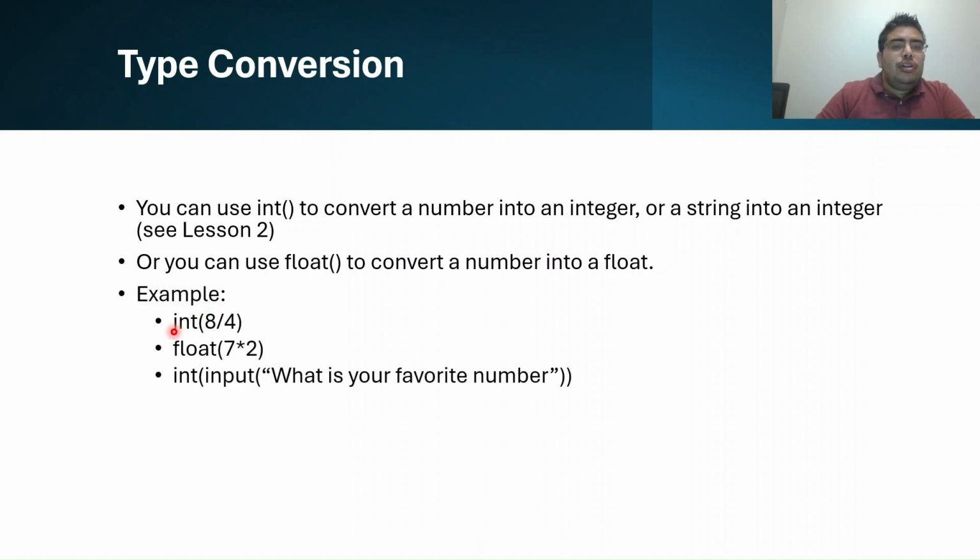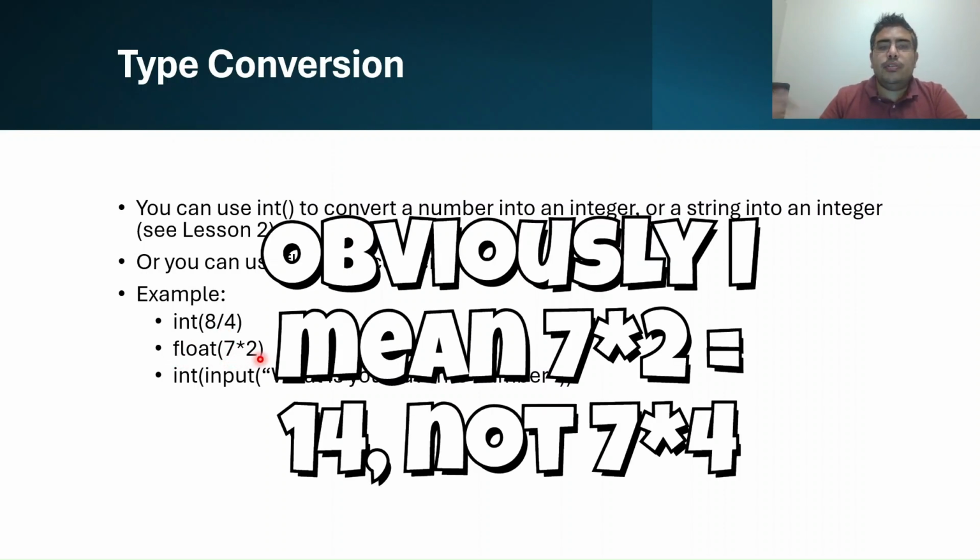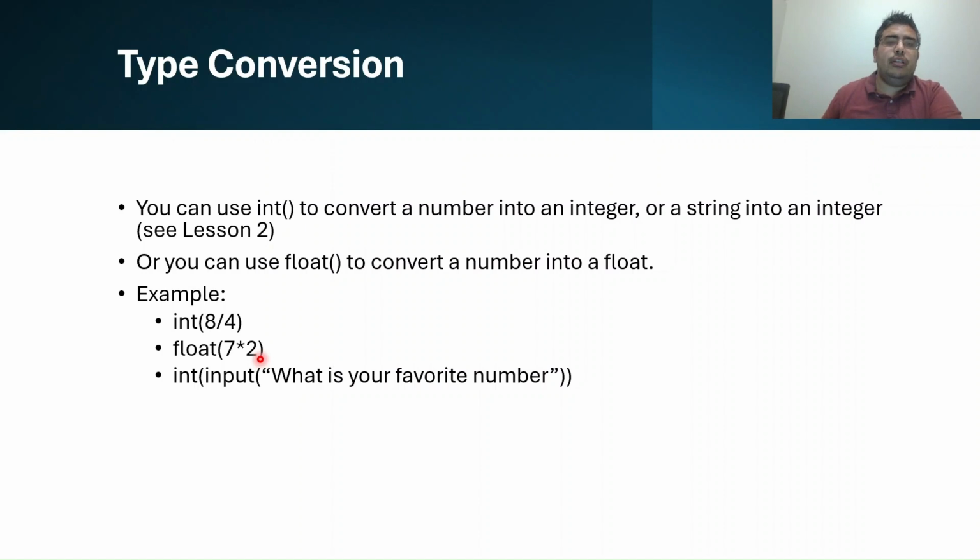Examples. For an integer, you say int, and then in parentheses you put the arithmetic expression. So in this case, int(8 / 4) is going to output 2, and it'll make sure that it's a 2 and not a 2.0. And then float(7 * 4). In this case, 7 times 4 is 28. Instead of outputting the integer, it'll output the float 28.0.